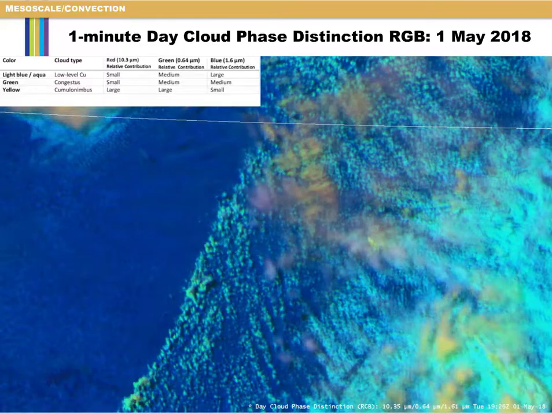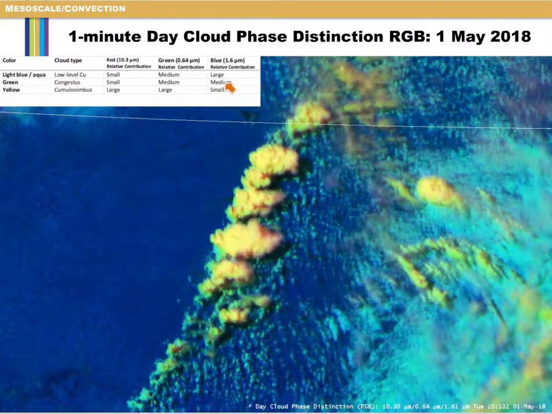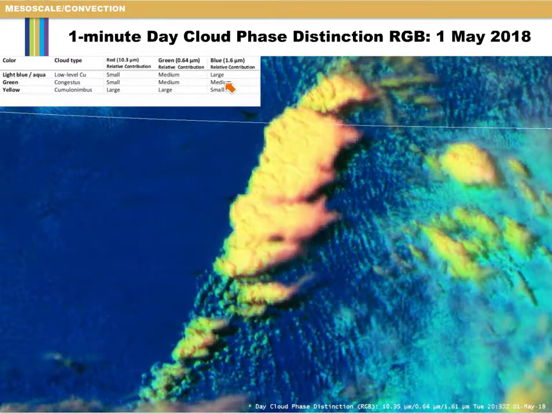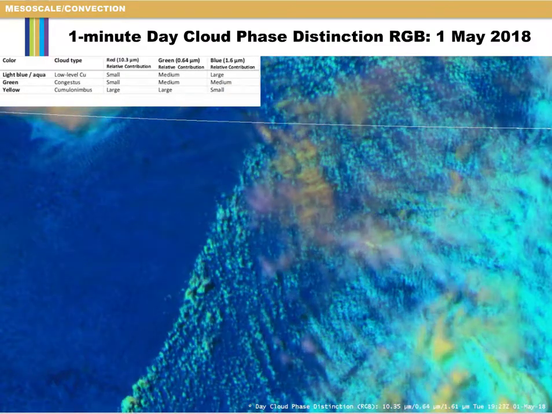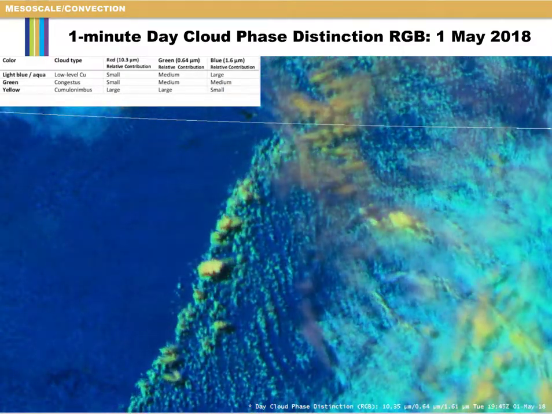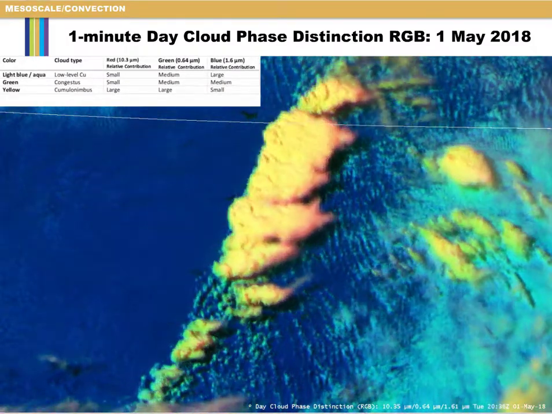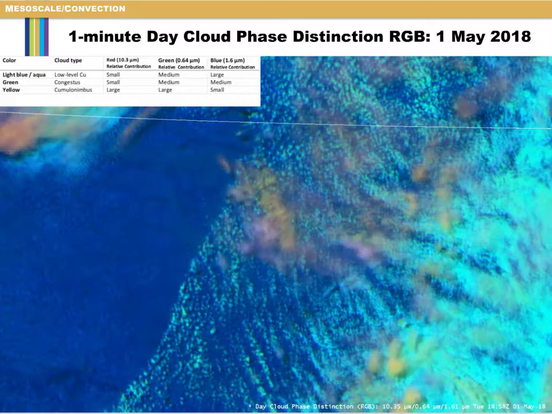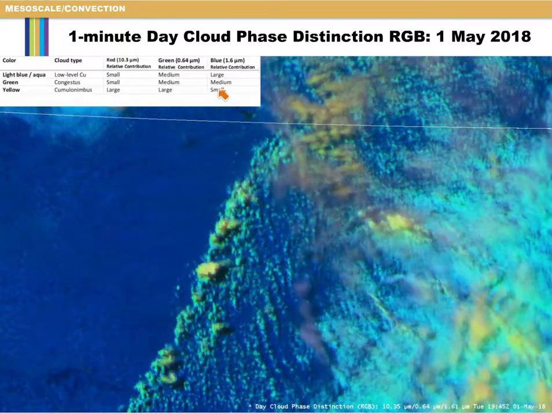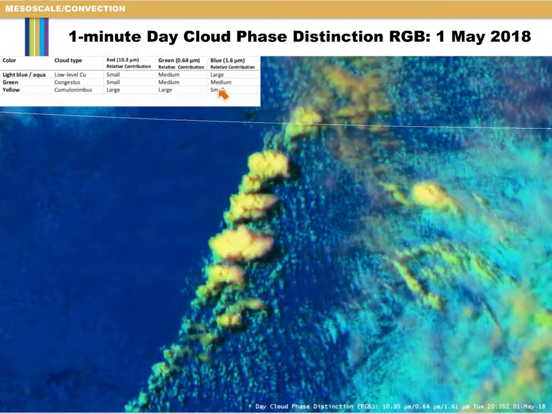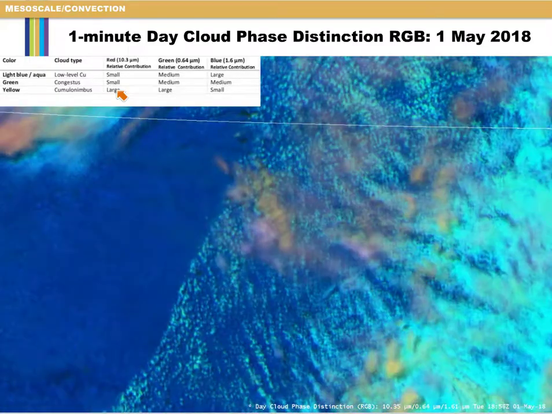At 1.6 microns, this transitions from bright to dark, which corresponds to increasing absorption, which reduces the relative contribution of the blue component. As we transition from congestus to cumulonimbus, the color changes from green to yellow, since the cloud will have more ice than liquid particles. Thus, there is an even smaller blue contribution from the 1.6 micron band, while clouds growing vertically will have colder brightness temperatures at 10.3 microns, thus a larger red component.